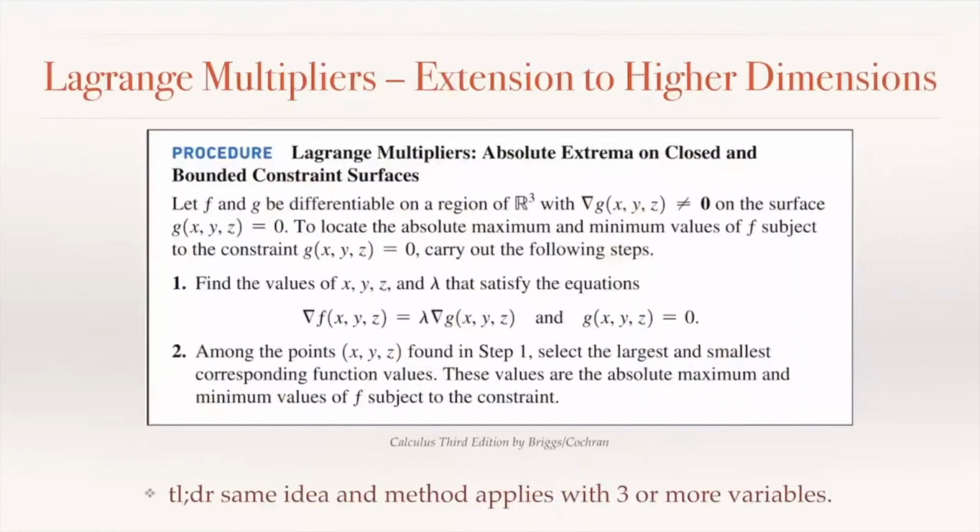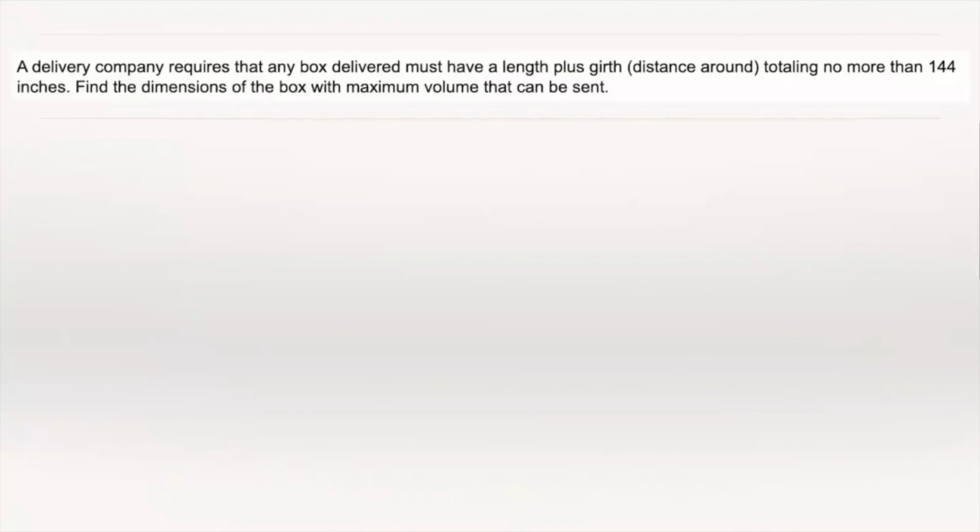And the same idea applies to 3 or more variables. It's exactly the same. It's just that now your algebra might be a bit more complicated, but it's all the same idea. And let's conclude this lecture with an example of a Lagrange maximization where we have 3 variables rather than 2. And this one is straight from the homework. Suppose that a delivery company requires any box delivered must have length plus girth, where girth is the distance around, totaling no more than 144 inches. Find the dimensions of the box with the maximum volume that can be sent.